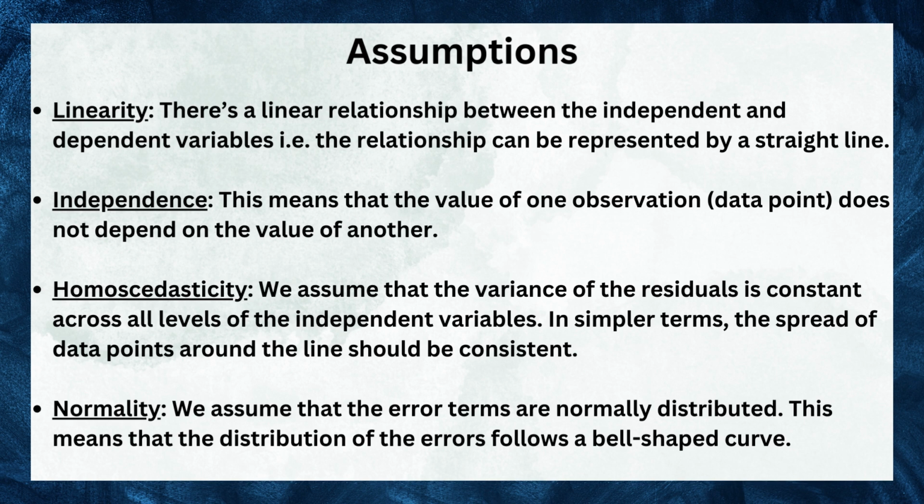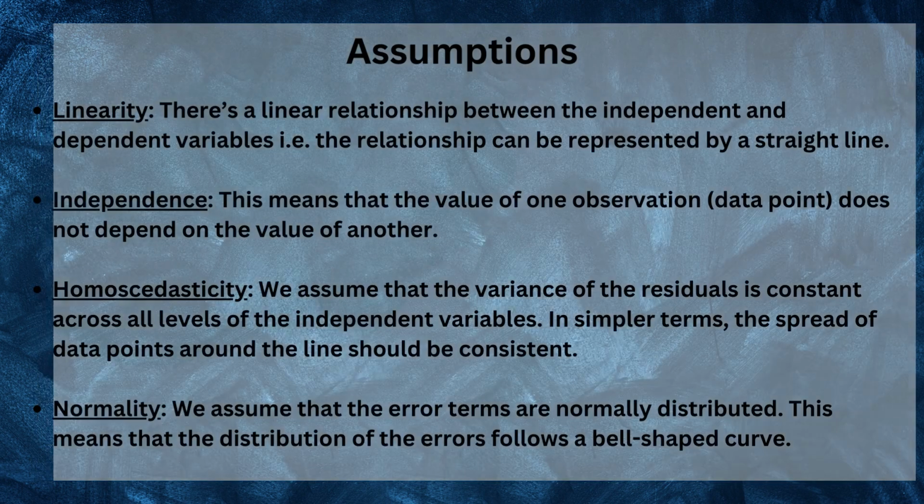Homoscedasticity. We assume that the variance of the residuals is constant across all independent variables. In simpler terms, the spread of data points should be consistent across the line. Normality. In normality, we presume that the error terms are normally distributed, which means that the distribution of residuals follow a bell-shaped curve. If you didn't understand most of the assumptions, don't worry, they can seem daunting at first sight.